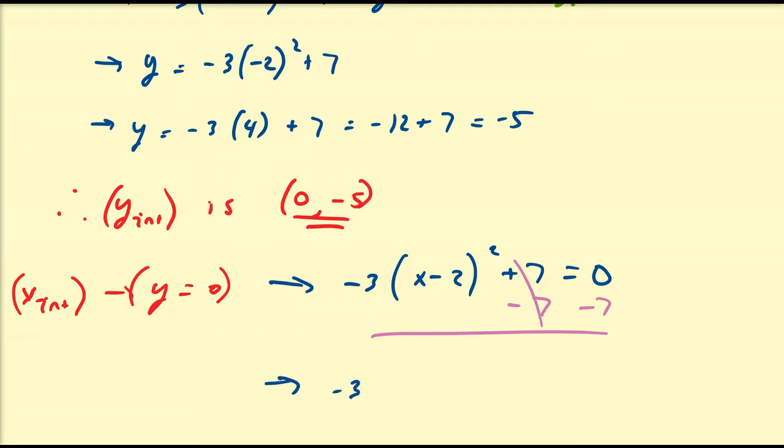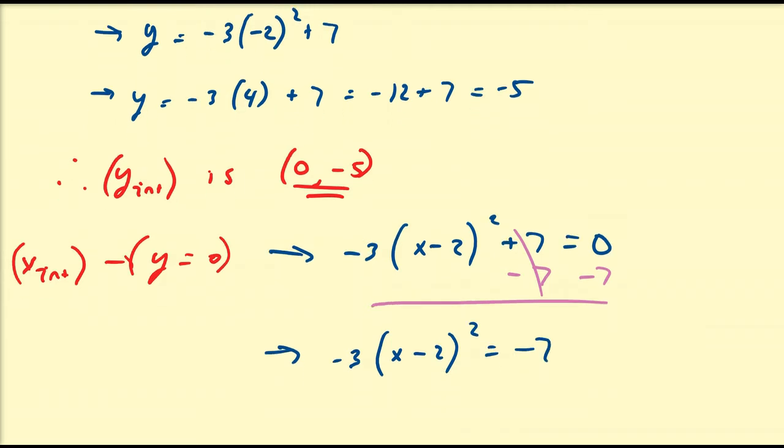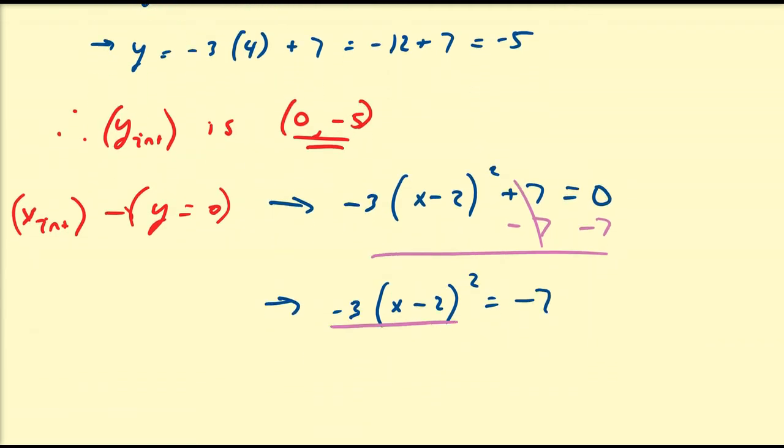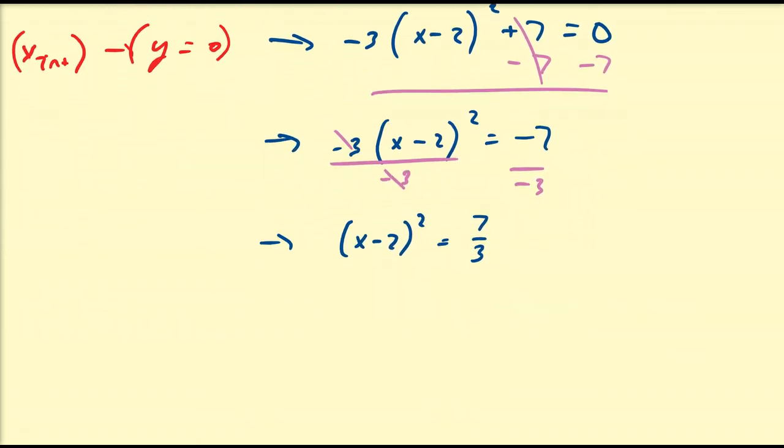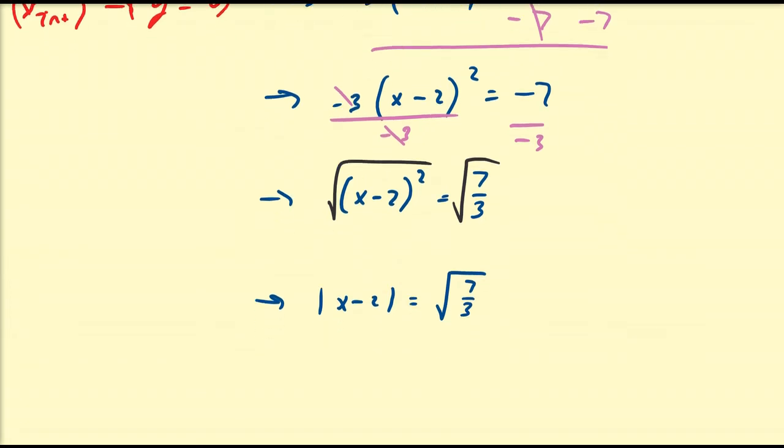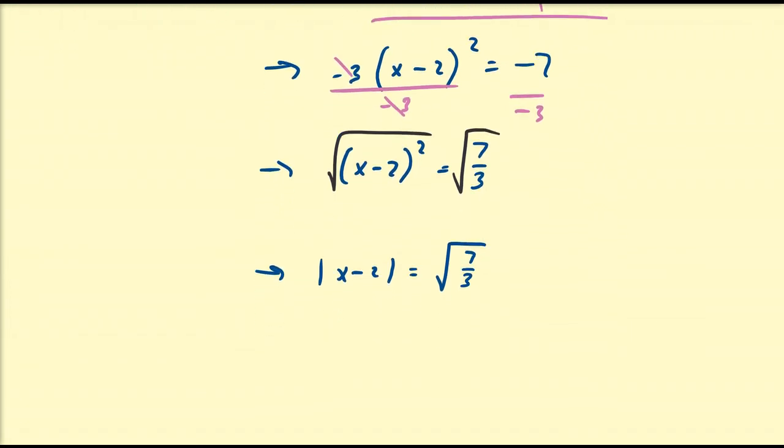That's going to give me negative 3 times x minus 2, the quantity squared, is going to be equal to negative 7. I'm then going to move this negative 3 coefficient to the right-hand side. So that's going to be x minus 2 squared is going to be equal to a positive 7/3. And then I'm going to take the square root of both sides. And that is going to give me the absolute value of x minus 2 is equal to the square root of 7/3. And then I'm going to split that up into its two components.